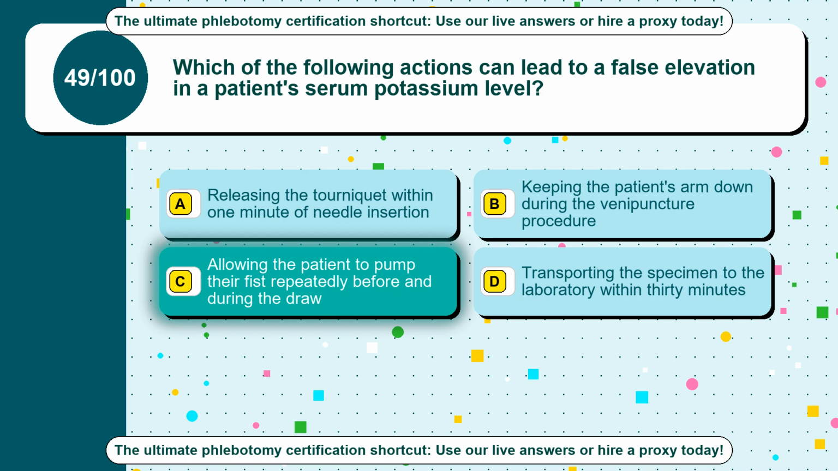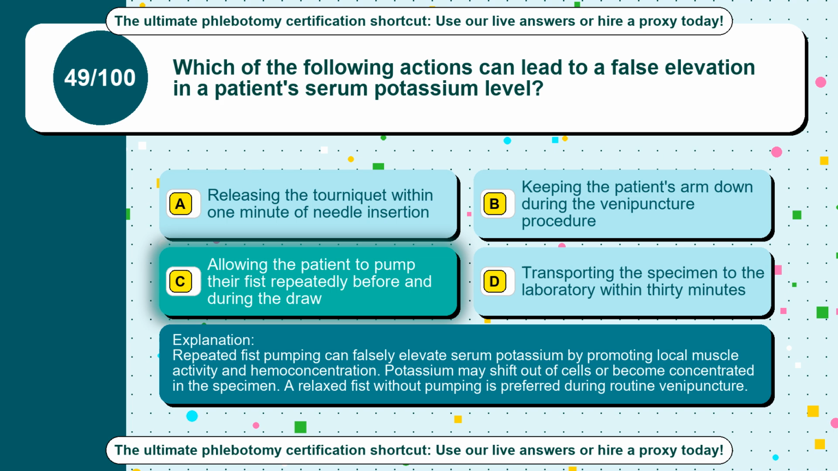Allowing the patient to pump their fist repeatedly before and during the draw. Repeated fist pumping can falsely elevate serum potassium by promoting local muscle activity and hemoconcentration. Potassium may shift out of cells or become concentrated in the specimen. A relaxed fist without pumping is preferred during routine venipuncture.